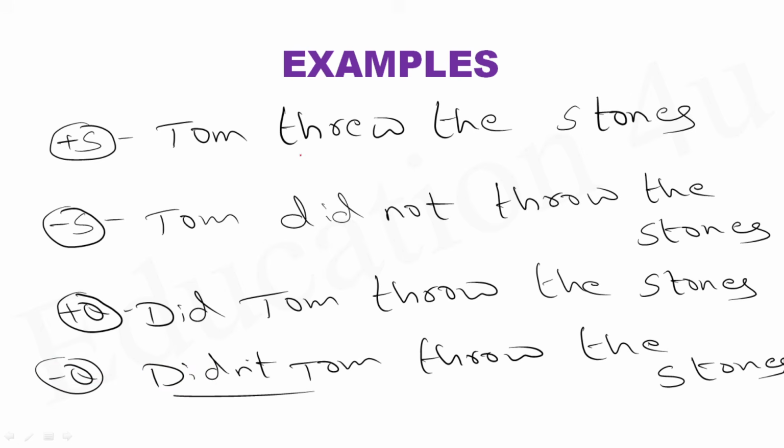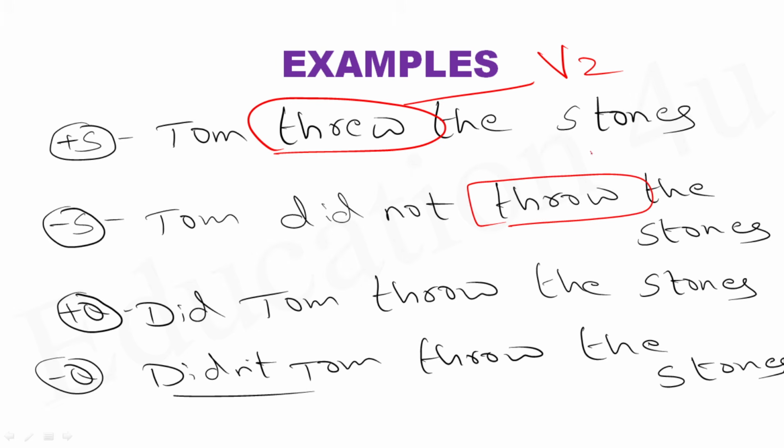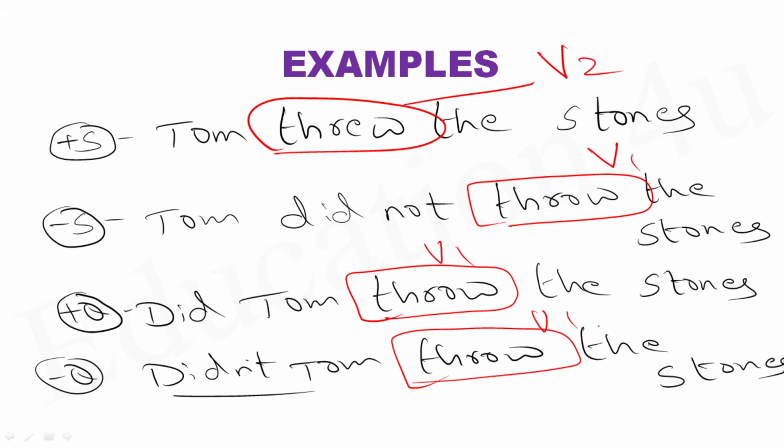But if you again notice here, through is already in the second form, past tense. But here, if you observe, it is in the first form, that is V1 through. Here also, it is the first form V1 through. The reason is, when did comes in a statement, V1 comes. I hope the point is clear. So Tom threw the stones. Tom didn't throw the stones. Did Tom throw the stones? Didn't Tom throw the stones? I hope the point is very clear.